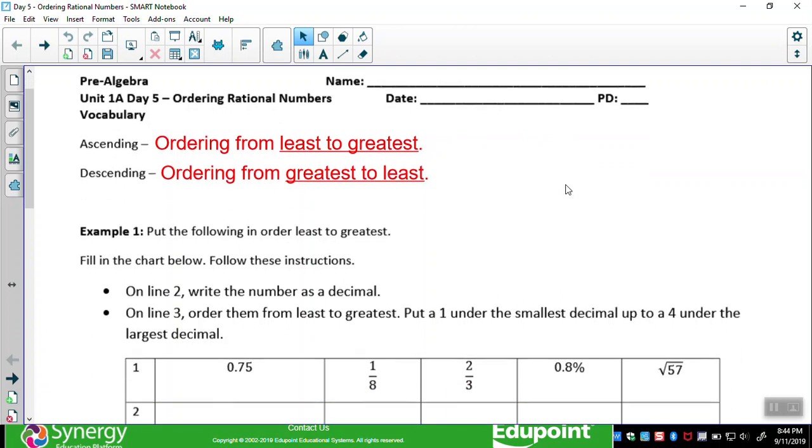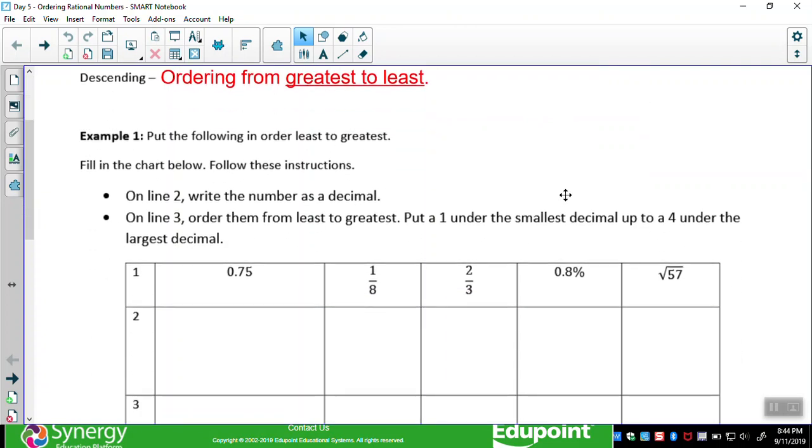All right, so let's come down here and take a look at this chart. First thing we're going to do is, on line 2, write the number as a decimal. So we're going to convert. Well, the first one is pretty easy, 0.75. That's already a decimal. We don't need to do anything to it.